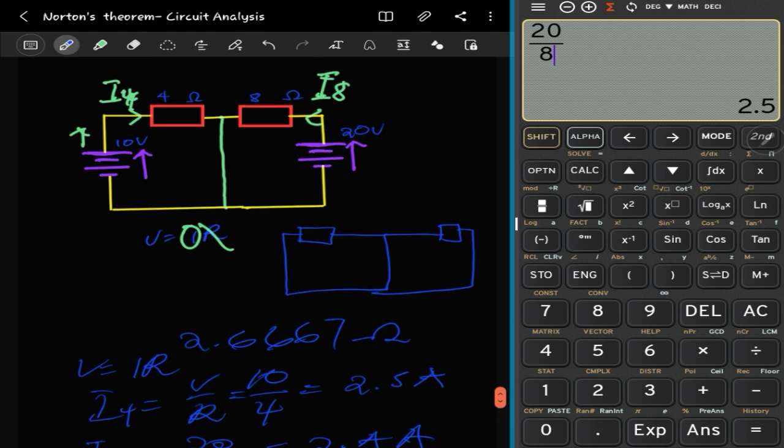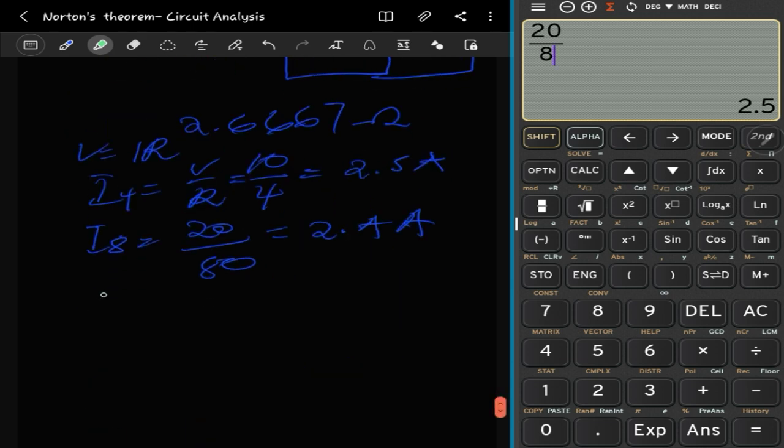So what this means is that the whole current passing through this side, this IS here, right, which is the current passing through our branch of interest, will be the sum of the I4 and the I8. The labeling, you can make it any way you want, but you should be clear with your labeling. Okay, so we end up getting 2.5 plus 2.5, that gives us 5 amperes, right? 5 amperes. So that's the current passing through our branch of interest, right?